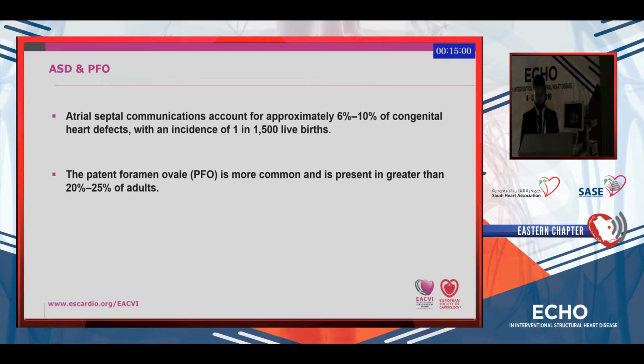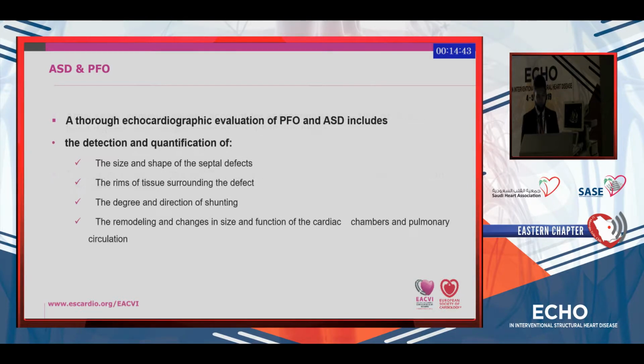ASD and PFO. ASDs are the most common atrial septal communication. I'm speaking about the ostium secundum ASD. They are about 6 to 10% of congenital heart disease. PFO itself, as everybody was discussing, can count up to 25% of adults. So we could close like 1/4 of the population with an ASD PFO closure device if we applied the 1 or 2 bubbles rule.